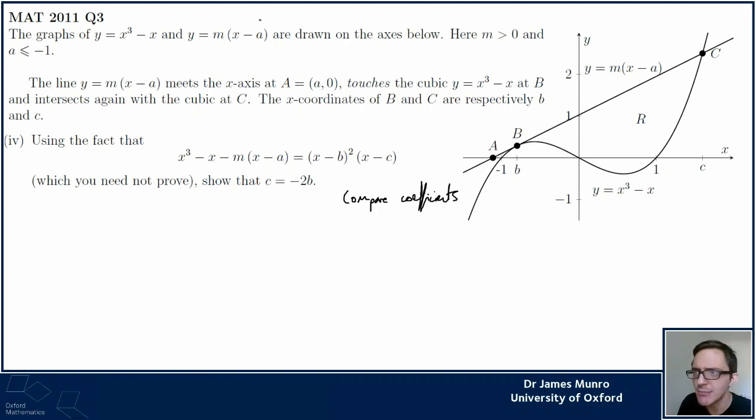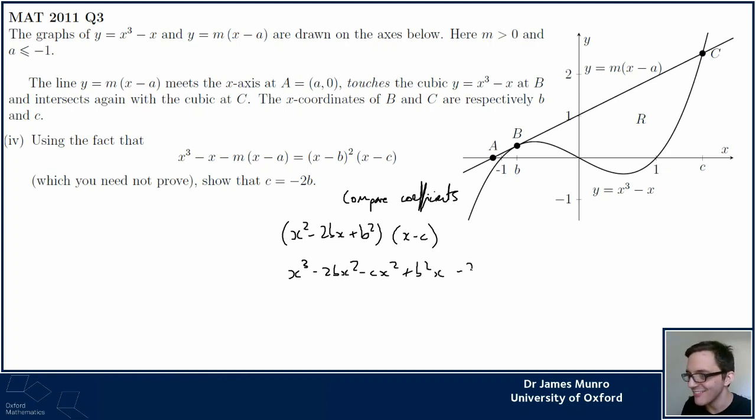The first thing on the left I've seen before in the question. The thing on the right is new. It feels like they've gone to some effort to tell me this thing. I'm going to multiply it out. So I'm going to get x squared minus 2bx plus b squared, times x minus c, which is, I think, x cubed minus 2b x squared minus c x squared plus b squared x minus 2bc x. This is what you came for, right? Watching somebody else multiply out brackets.